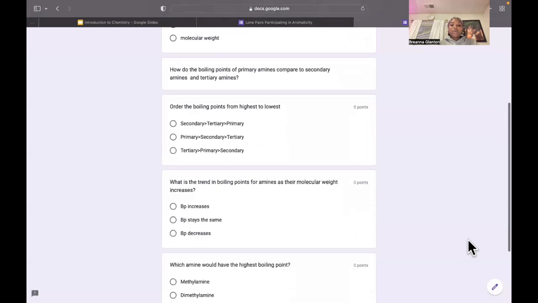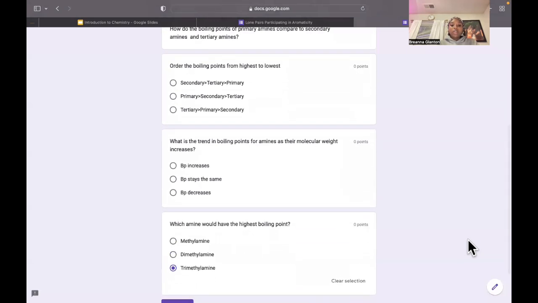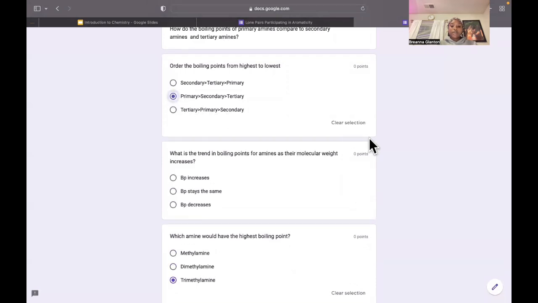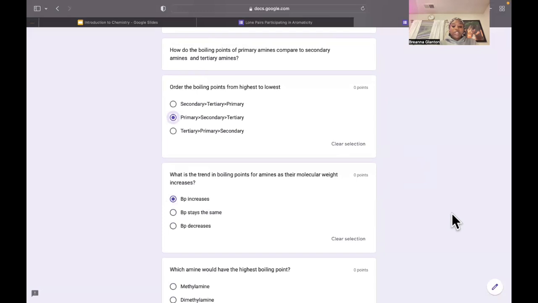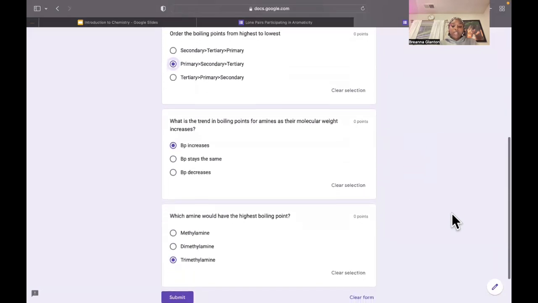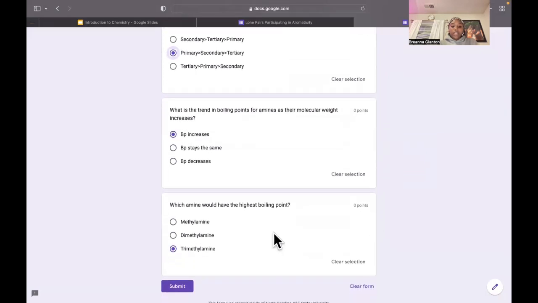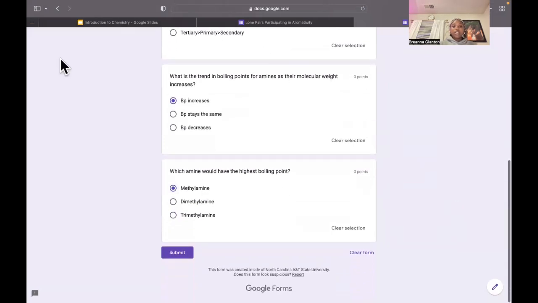This one says order the boiling point from highest to lowest. The boiling point from highest to lowest is primary, secondary, then tertiary amines. And this one says, what is the trend in boiling points for amines as their molecular weight increases? As their molecular weight increases, the boiling point increases as well. Which amine would have the highest boiling point? For this one, the answer would be methylamine, just because it has the most hydrogen bonding. So that's the end of the quiz.